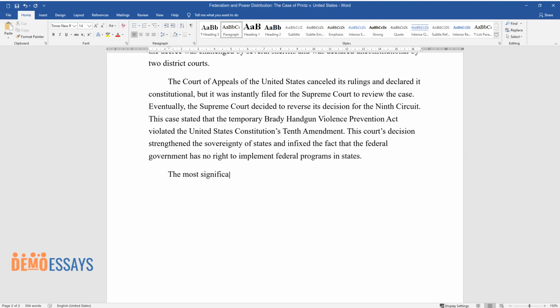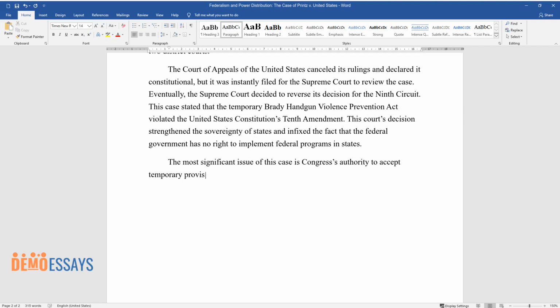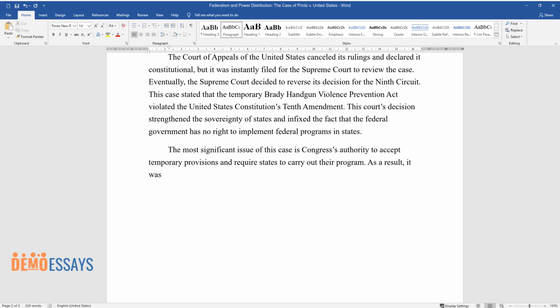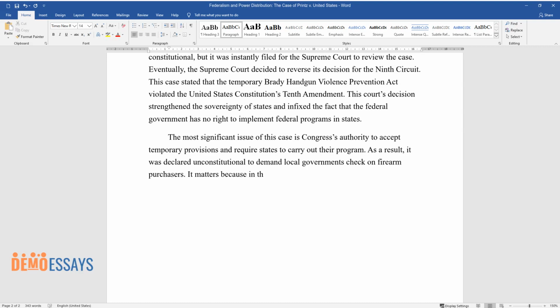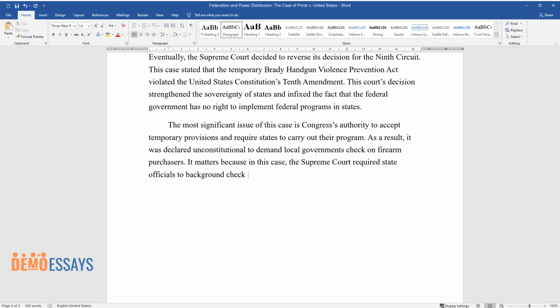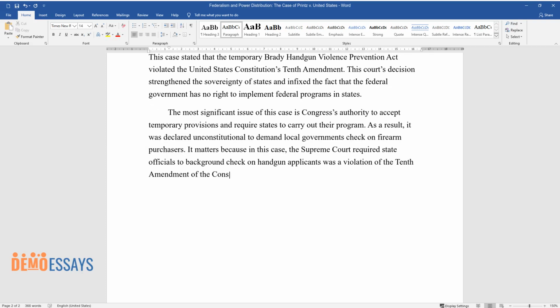The most significant issue of this case is Congress's authority to accept temporary provisions and require states to carry out their program. As a result, it was declared unconstitutional to demand local governments check on firearm purchasers. It matters because in this case, the Supreme Court held that requiring state officials to background check handgun applicants was a violation of the 10th Amendment of the Constitution of the United States of America.